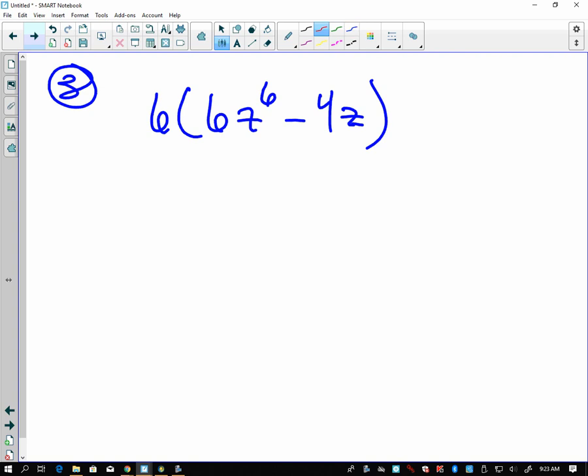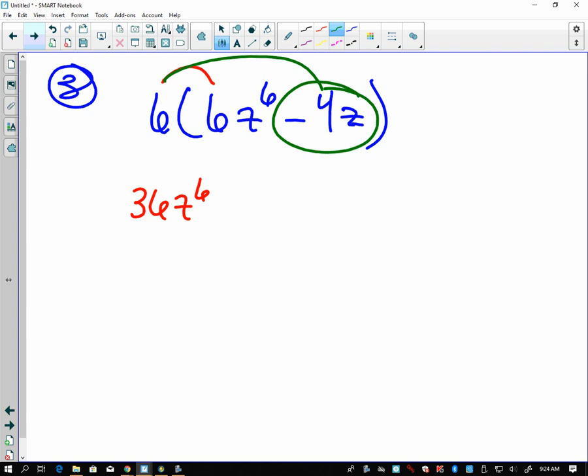Because I can't simplify inside the parentheses, what is my next step? Distribute. What am I distributing? The 6 to the 6z to the 6th. So what am I getting? 36z to the 6th, and then what? Minus 4z? No. Good, because that is the common mistake. I also have to distribute here. It's not just 4z, it is negative 4z. So what is 6 times negative 4z? Negative 24z. That's what we're looking for.